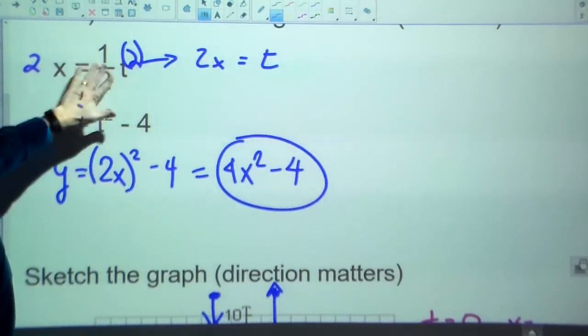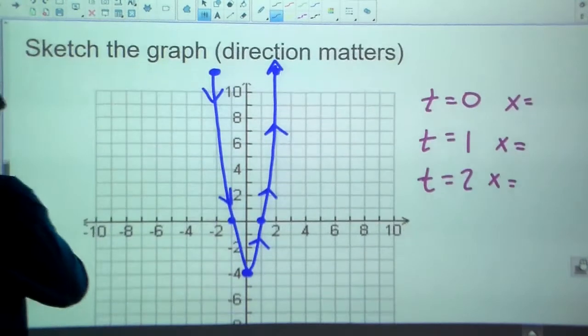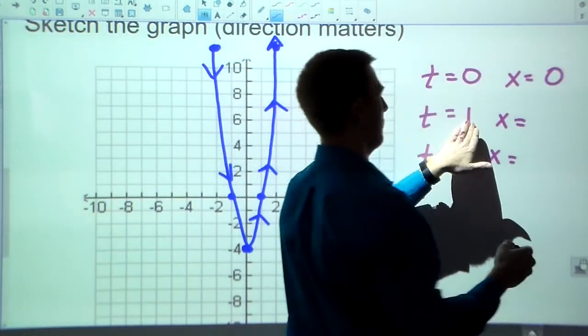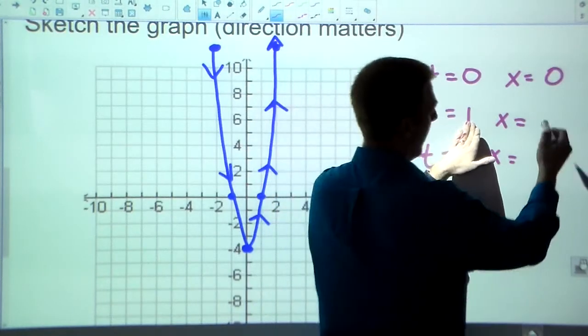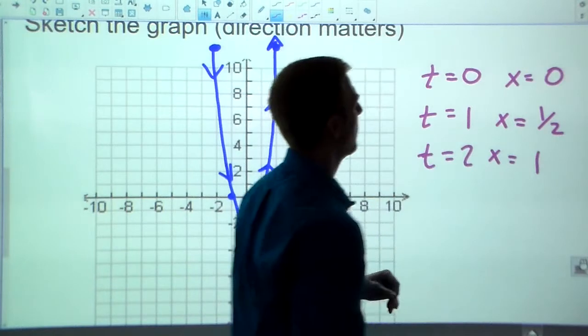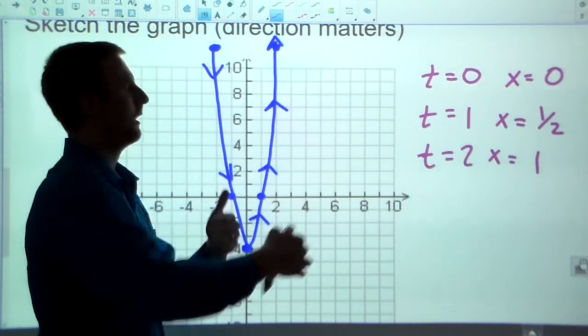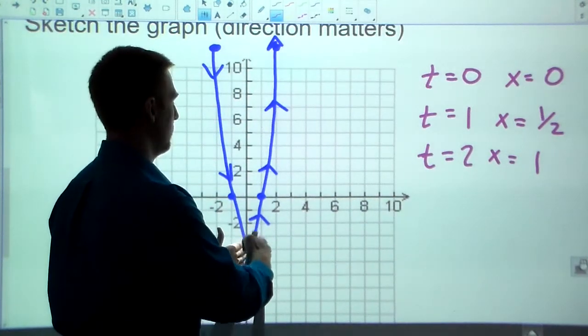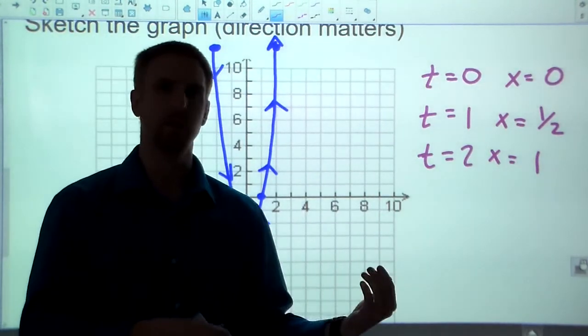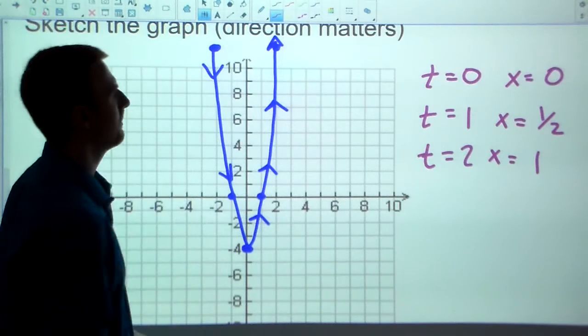So originally x was 1/2 t. So if t was 0, 1/2 times 0 is 0. If t is 1, 1/2 times 1 is 1/2. 1/2 times 2 is 1. So as time moves forward, your x-coordinates are moving to the right. And you can also find y-coordinates to go with these if you really need to. That's usually enough.